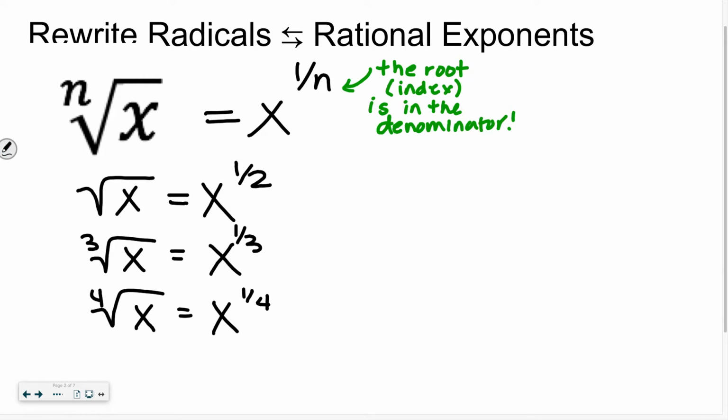So if you're ever like, wait, what's my fraction going to be? Whatever your index is outside your radical, that's the denominator. Or if you have a fraction exponent, whatever's in your denominator, that's your root that you put outside the radical.